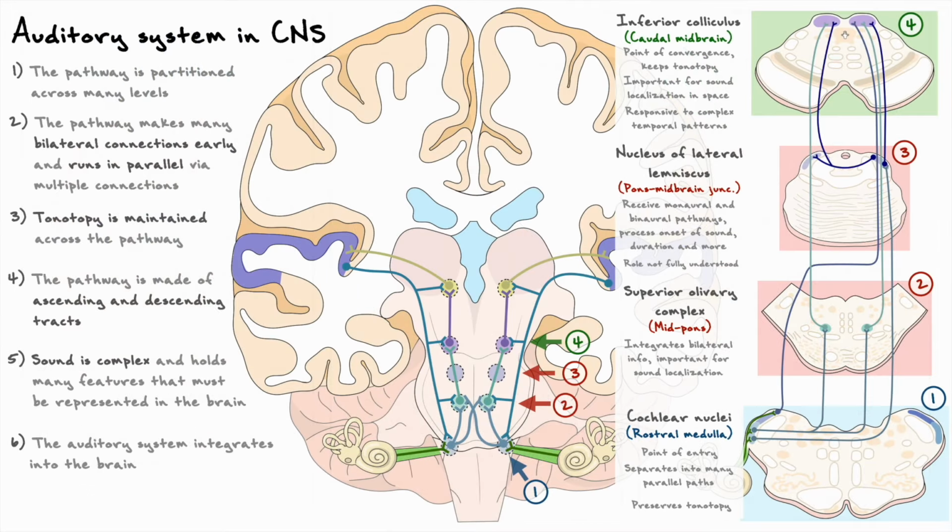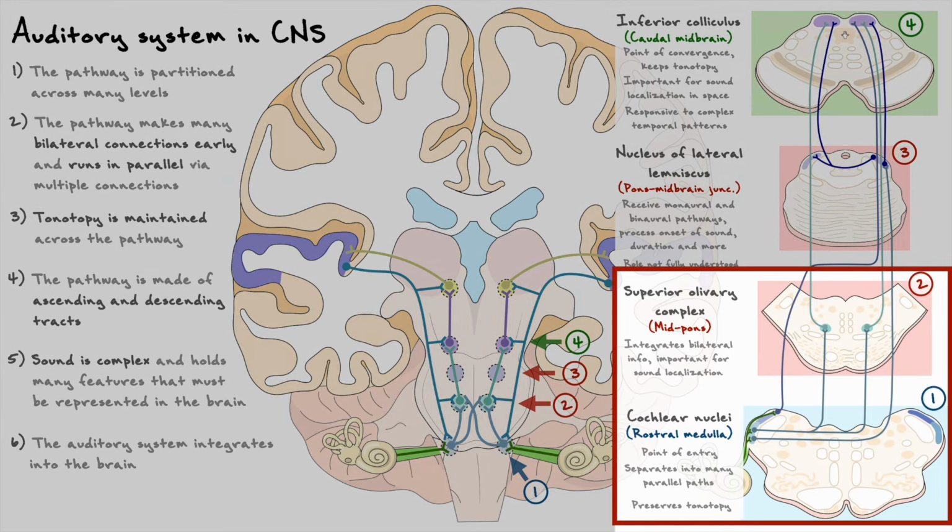It also allows me to say that there is still so much that we have to learn about the processing of sound in the cortex, and unfortunately, this video will not even scratch the surface. With all this established, we should have all the proper background to dive into the pathway, starting with the first two levels, the cochlear nuclei and the superior olivary complex.